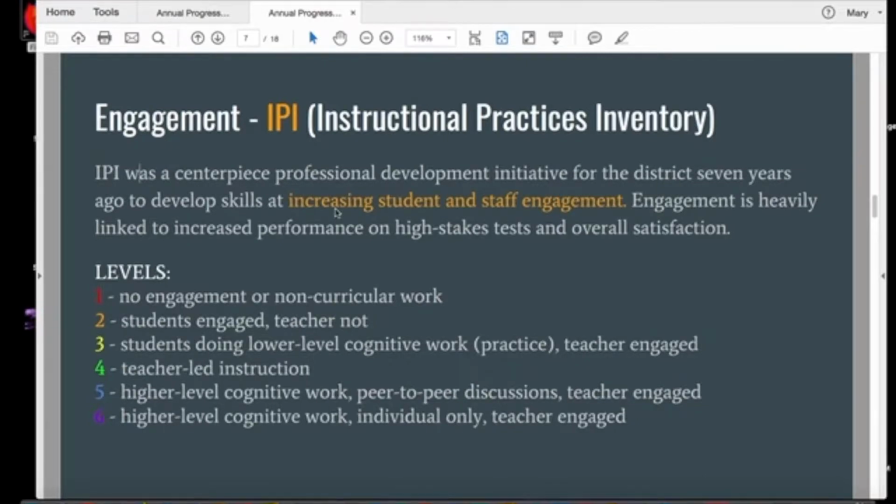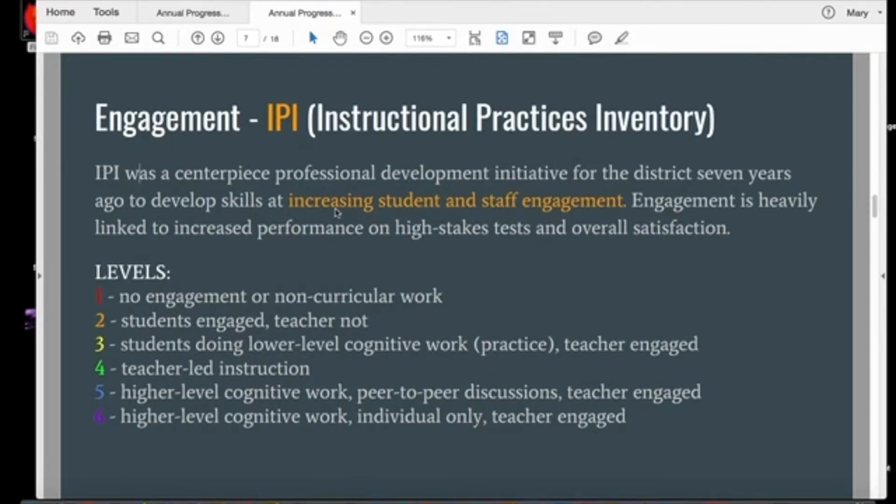And then finally, levels 5 and 6 are coded when students are engaged in higher order, deeper thinking. The difference is that level 5 is with peer-to-peer discussion and the teacher engaged, and level 6 is higher level cognitive work as an individual.